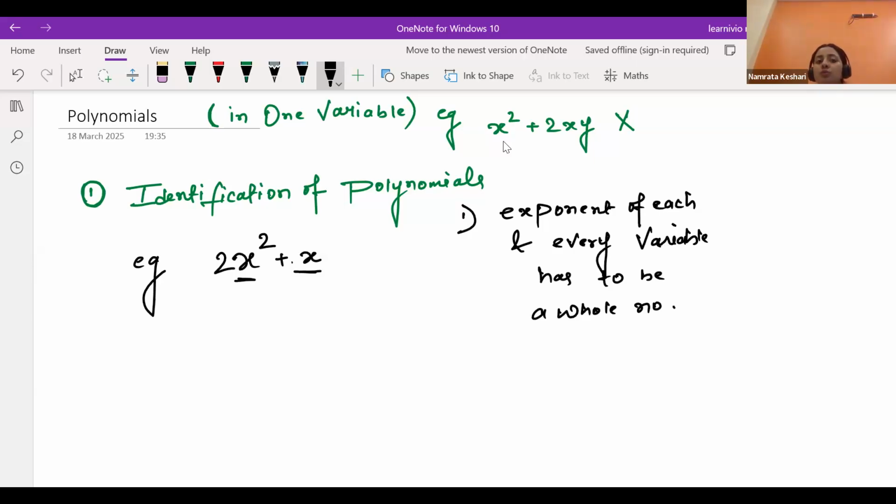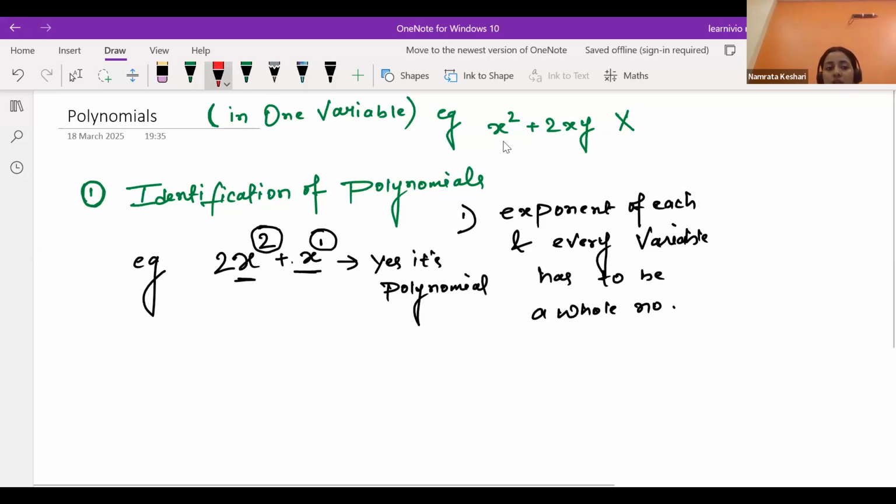Now, for both terms we can see the exponent, that means the power, clearly. It's a whole number. And here we cannot see any power, but the power is 1, which is again a whole number. If both the exponents are whole numbers, then we will say yes, it's a polynomial. If all the exponents are not whole numbers, then we will say no, it's not a polynomial.